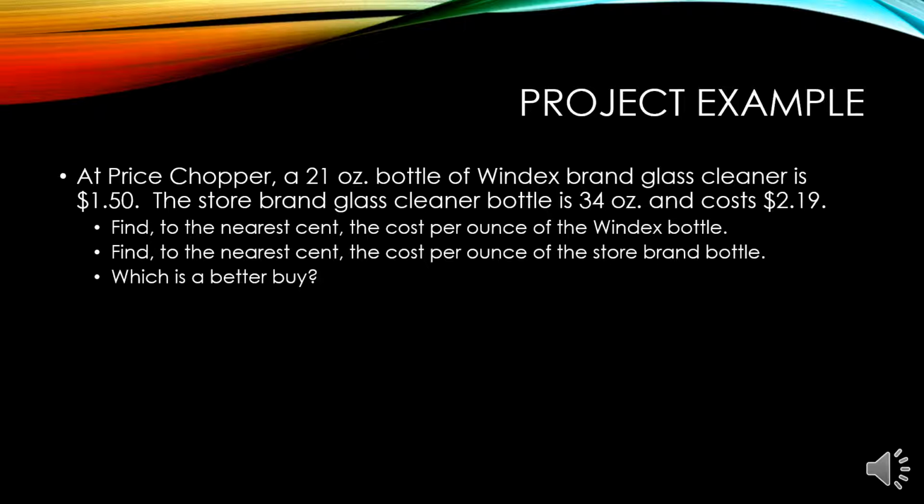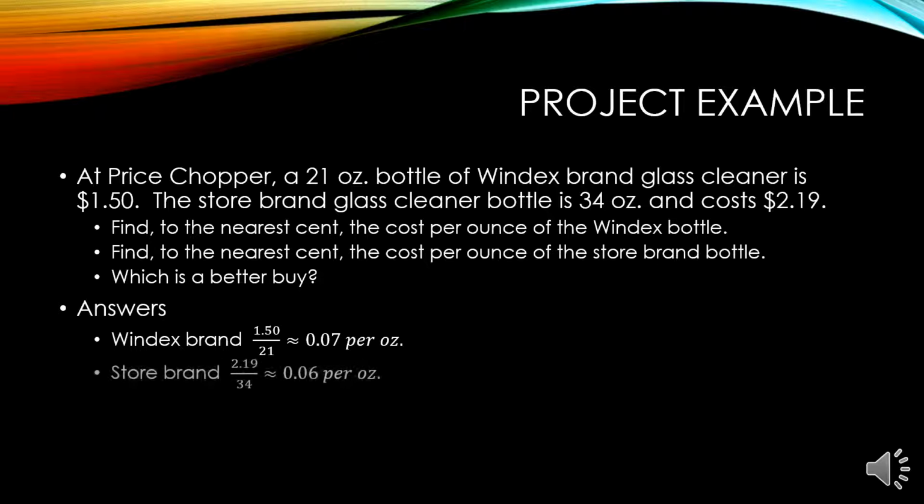So to find the cost per ounce of the Windex bottle, we're going to take the cost, $1.50, and divide it by the number of ounces, which is 21. 1.50 divided by 21 gives me approximately 7 cents per ounce. When I take the store brand cleaner, 34 ounces and $2.19, I want to do 2.19 divided by 34, which gives me a cost per ounce of about 6 cents.